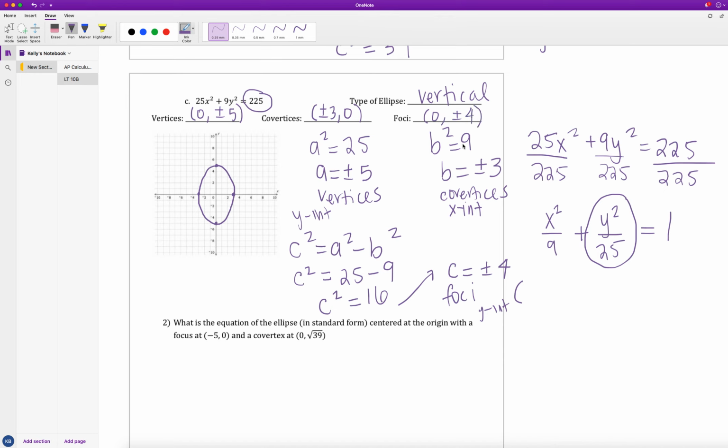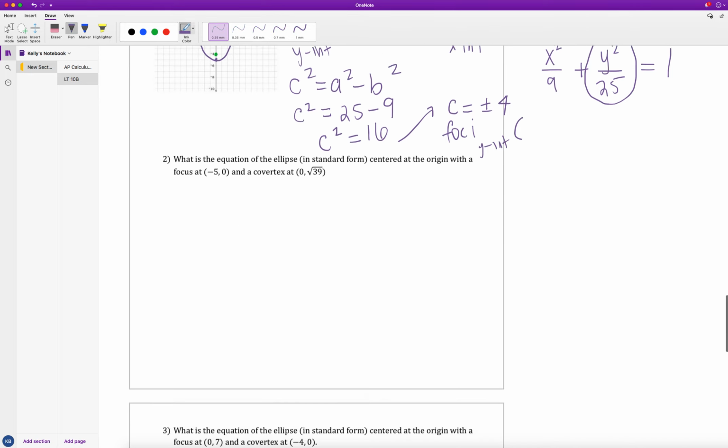Now in an example like this, because my foci appeared at integer values, I'm going to go ahead and graph them so we can see where they would fall on our ellipse. So I have one up here at 0, 4, and one down here at 0, negative 4. Now I'm not going to ask that you graph the foci unless they appear at integer values, just so that we can get the exact graph.